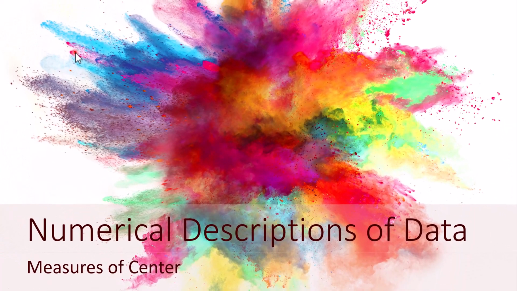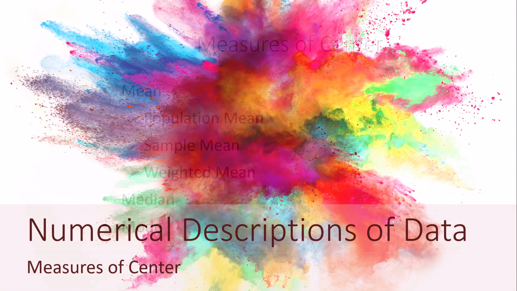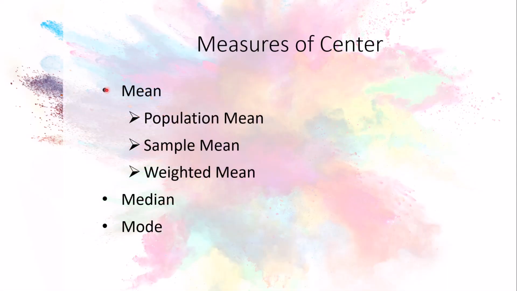Hi everybody, and welcome to my first video that covers section 1 of chapter 3, and in this section we are going to discuss measures of center. It turns out that there are 3 measures of center that we're going to discuss in this particular chapter. The first one is the mean. That is probably the one that is most familiar to all of you. The second 2 are the median and the mode.